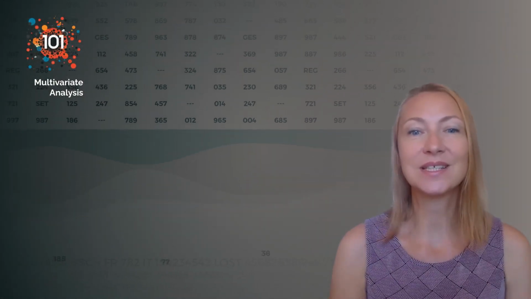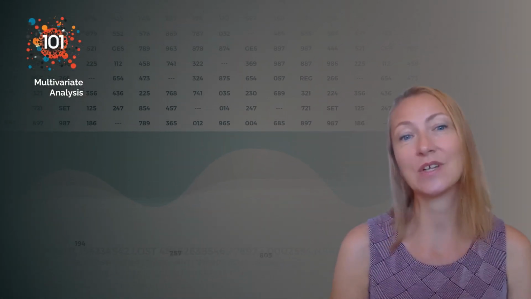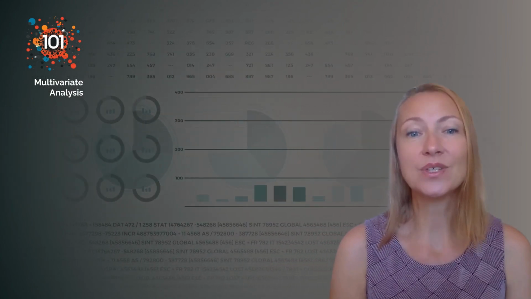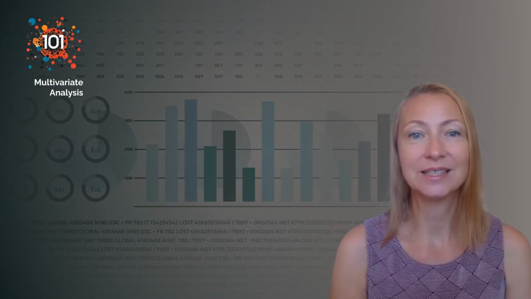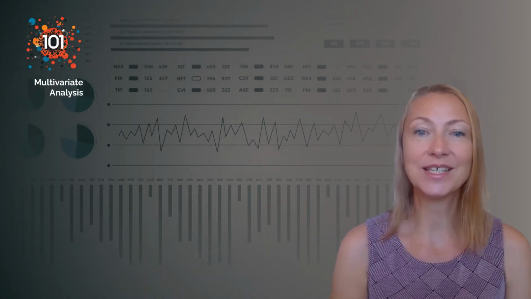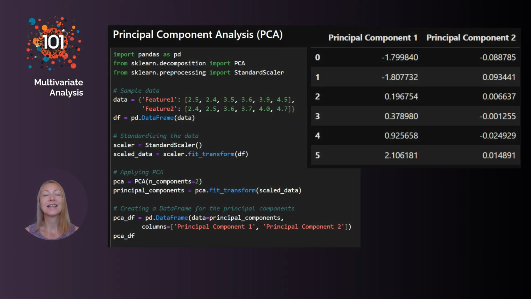Multivariate analysis examines how multiple variables interact with each other. This type of analysis helps us uncover relationships and patterns that single or bivariate analyses might miss, providing deeper insights into our data. Let's start with principal component analysis, or PCA.